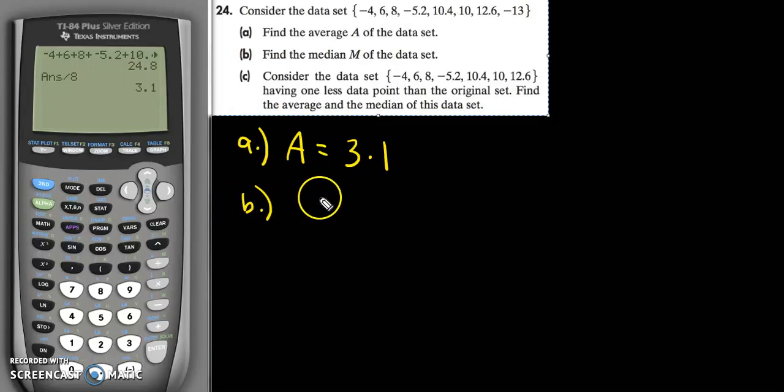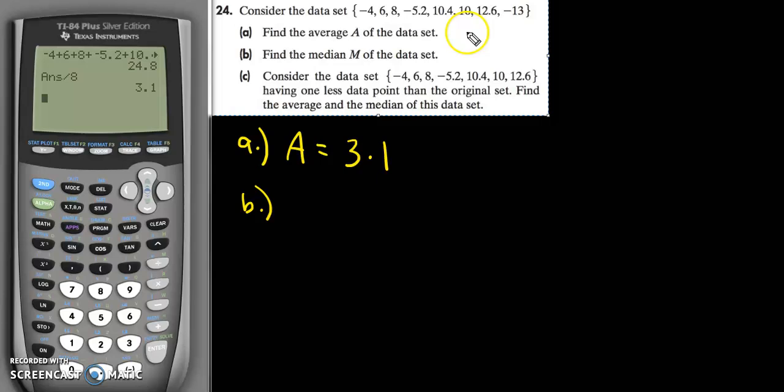Okay, so I added those all up, and then how many numbers are there? So it looks like 1, 2, 3, 4, 5, 6, 7, 8 numbers. So if I divide by 8, that gives me an average of 3.1.